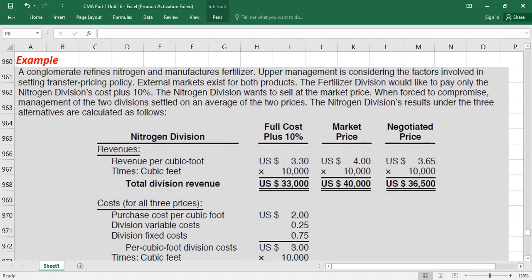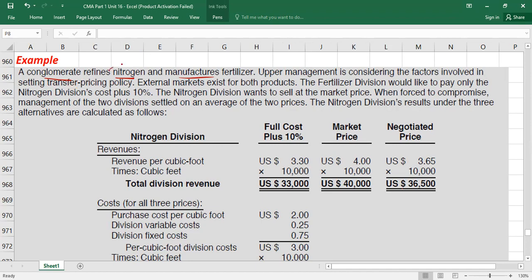I'm going to read the question. Try to understand, guys, please. They are telling you a conglomerate refines nitrogen and manufactures fertilizer. Conglomerate actually means a kind of merger of two companies in different sectors, for example. Or you can say it's a name of a company here. I'm not sure in which context it is written.